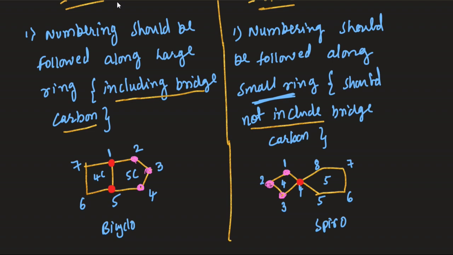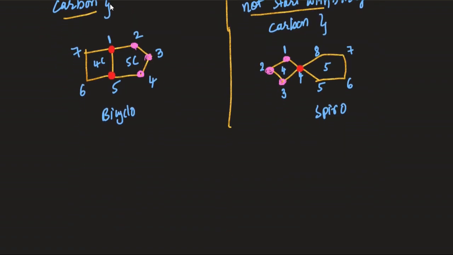Here you can write, better you write, should not start with the bridge carbon. Whereas here, start with the bridge carbon. Don't say include, better we say start. Okay, done. Understood the numbering method, right? Let us go with the next, second one.